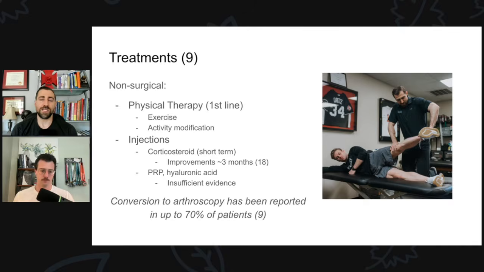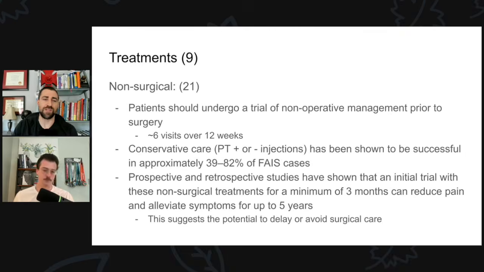But what I will say is that we get a lot of patients at Champion that are post-op. They do extremely well, right? So if you're not doing well with physical therapy, getting surgery is not a bad idea. We'll talk about outcomes in a second, right? So patients should undergo a trial of non-operative management prior to surgery.